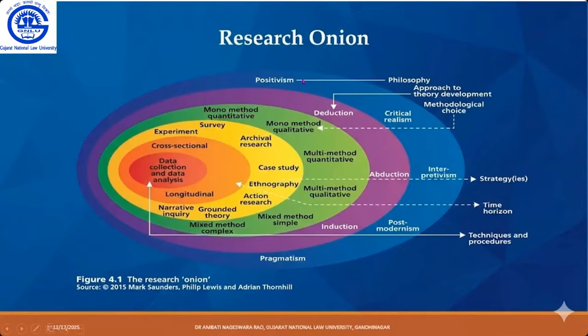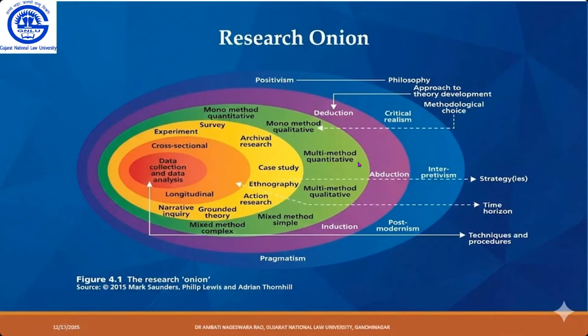Now, having knowledge about this particular research onion is going to help me. If I choose positivist, I have to go for deductive. I have to go for quantitative. I have to go for survey or experiment. Then I can go for cross-sectional or longitudinal. Then I'll decide what kind of analysis. Is it going to be comparison based? Is it relationship based? Is it cause-effect based?